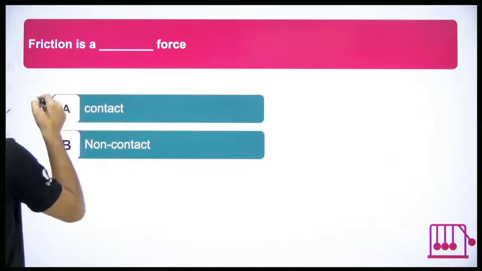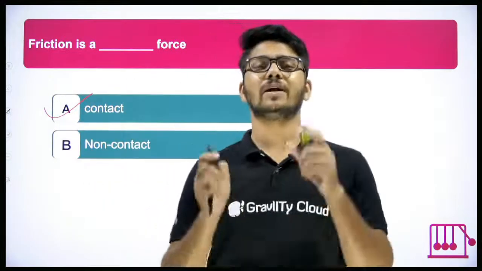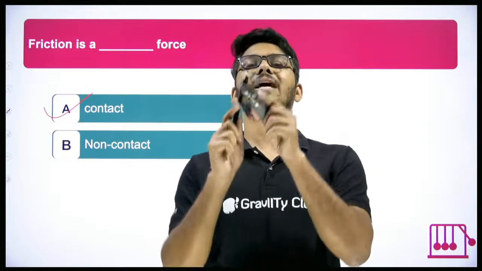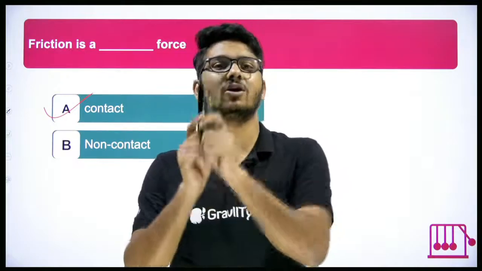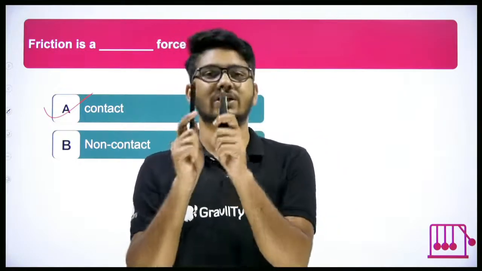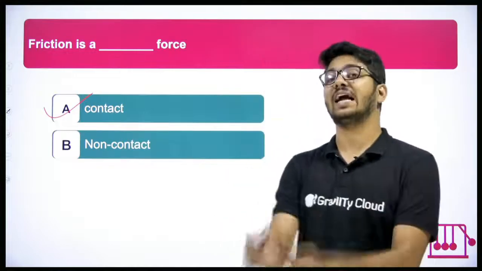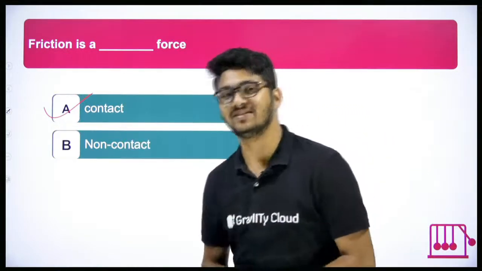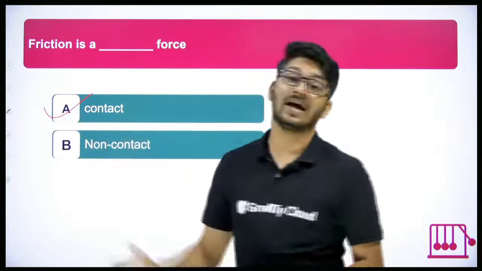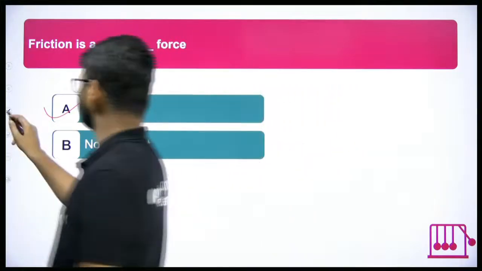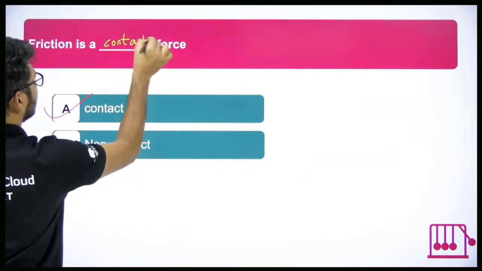Friction is a contact force, because for friction to act between two objects, they should be touching each other. If they are not touching each other, there will be no friction. So contact is necessary. Contact is compulsory. That means friction is a contact force. Very simple, very quick answer.